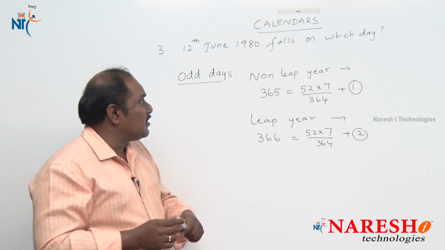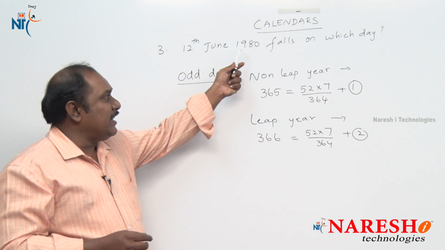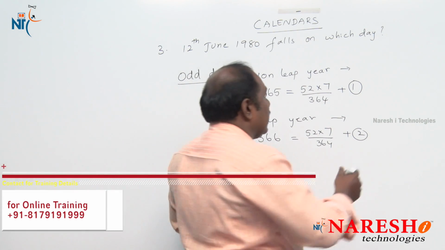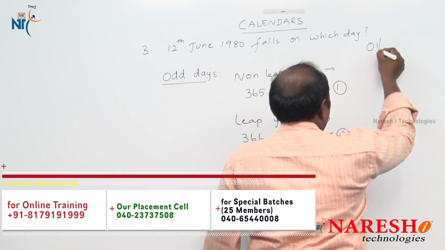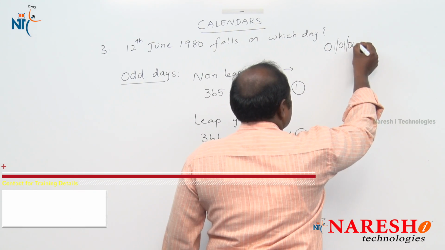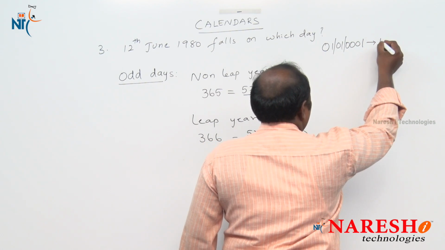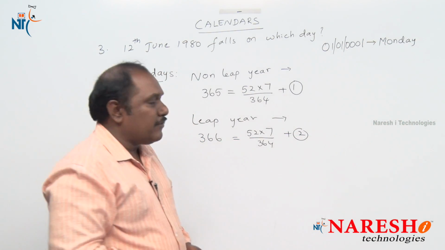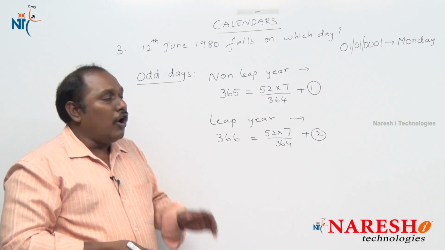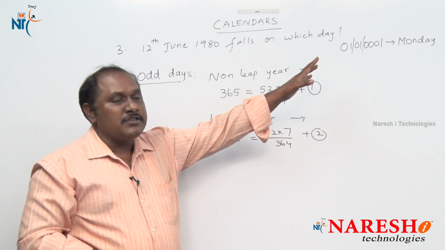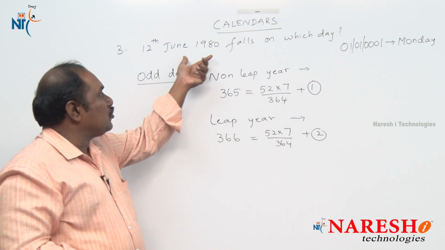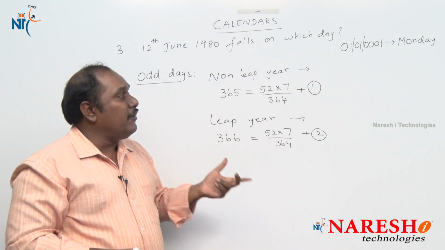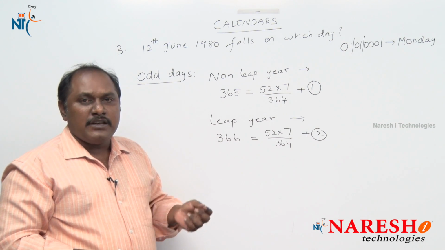Now our question is, we need to find out on which day 12th June 1980 falls. We know that our calendar started from 1/1/0001, which is a Monday. To answer this question, we have to find out the odd days from 1/1/0001 till 12th June 1980. If we can tell how many odd days there are, definitely we can answer this question in a very simple way.